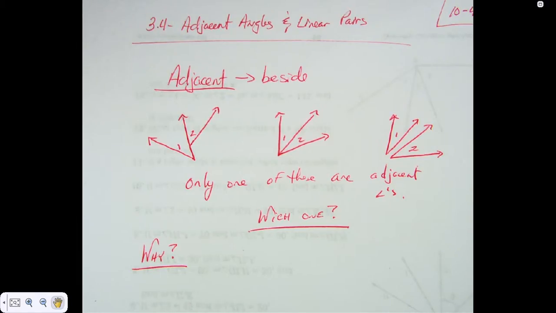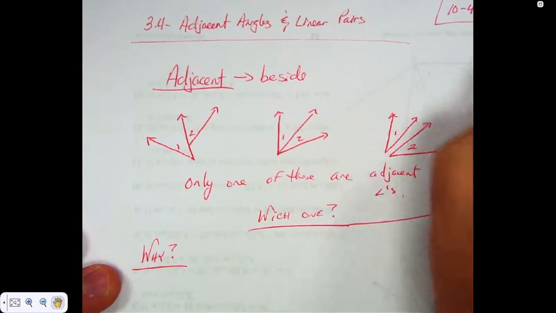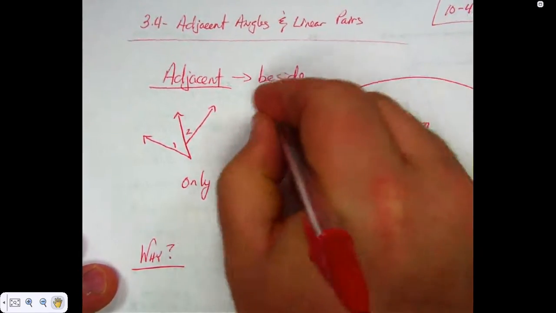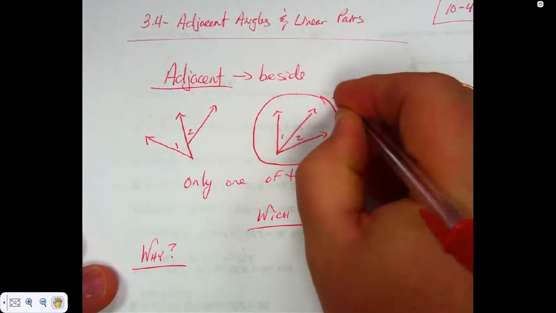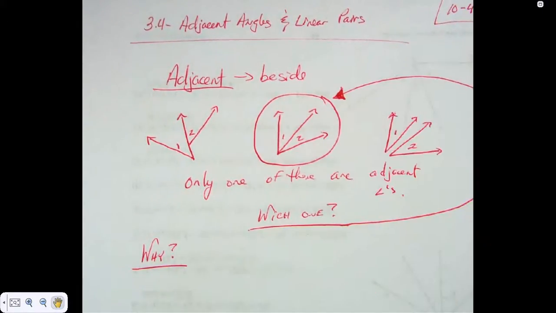Anybody, which one? The farthest right. Nope. It's the one in the middle. That one right there. Those are the only ones that are adjacent angles.